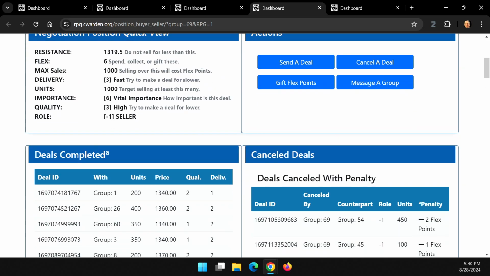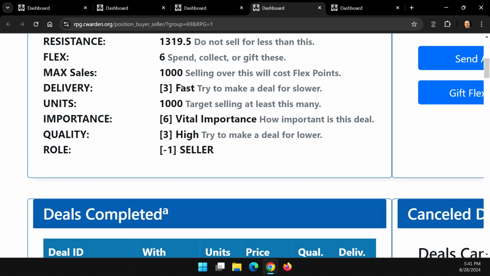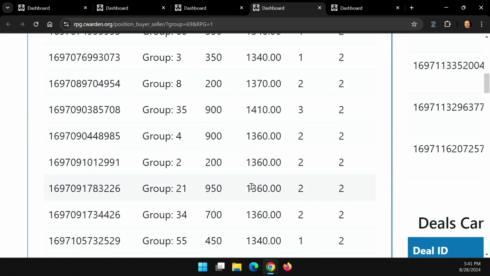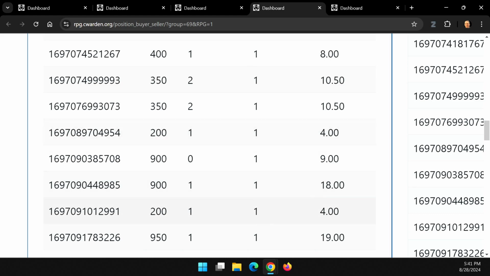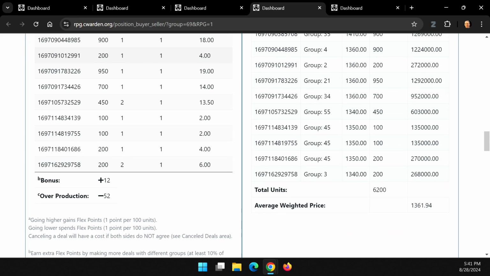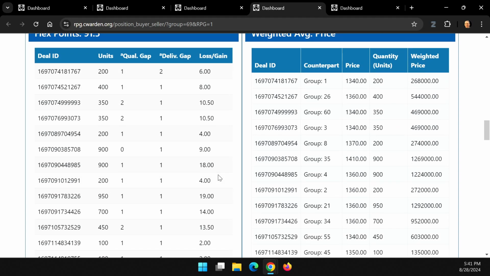So if we look here, for this group, their maximum sales was 1,000, which means that for every 100 more, they're going to spend a flex point. And you can see from their deals, they made many deals over 100. But remember, you get an extra flex point just for making a deal that's more than 10% with a different group. So right away you get 1, but it's got to be a different group. And then you need to see if you can get a gap. So you can see this team really worked hard. They contacted many different groups, making many different deals, trying to make sure that they can get some gap to make up for the cost of overproduction.